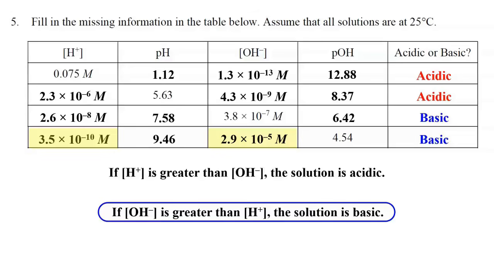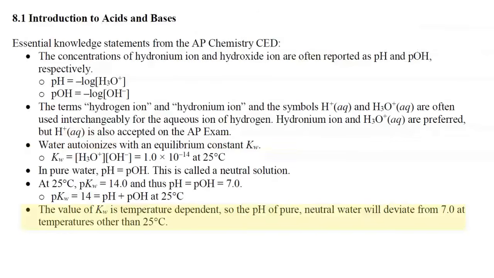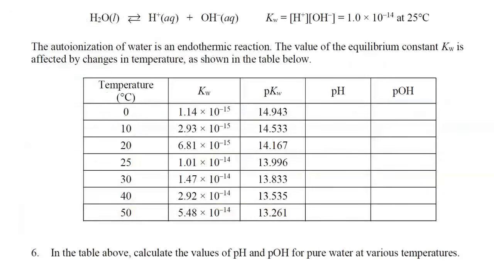Now, the instructions in question 5 said to assume that all solutions are at 25 degrees Celsius. One of the essential knowledge statements for topic 8.1 says that the value of Kw is temperature dependent. So the pH of pure, neutral water will deviate from 7.0 at temperatures other than 25 degrees Celsius. And that's what we're going to explore in question 6 of your packet.